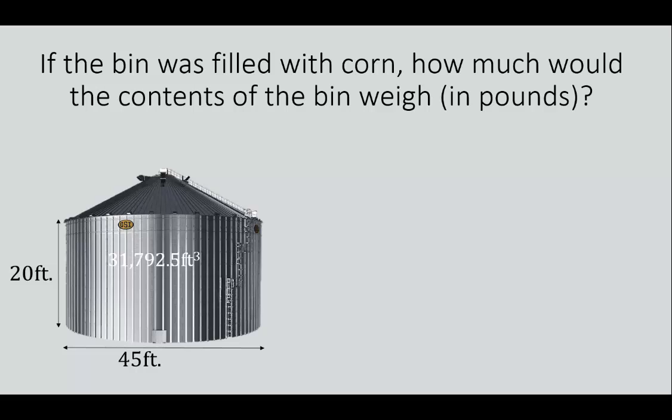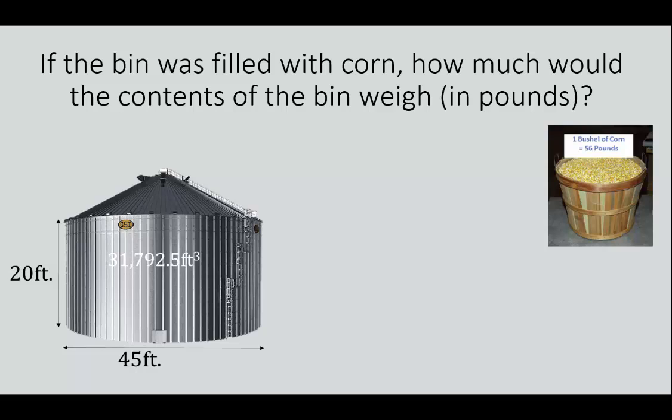If the bin was filled with corn, how much would the contents of the bin weigh in pounds? Our grain bin can hold 25,556.7 bushels of a commodity. As I mentioned before, the volume of a Winchester bushel is standard. However, the weight of each bushel is dependent on the commodity. In general, a bushel of corn weighs 56 pounds, while a bushel of soybeans weighs 60 pounds. Each commodity will be different.